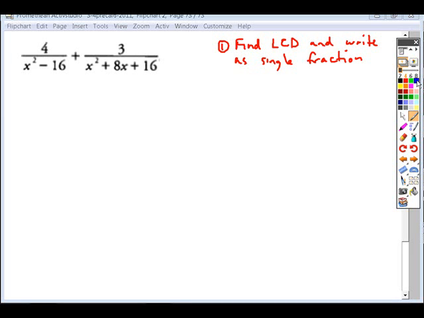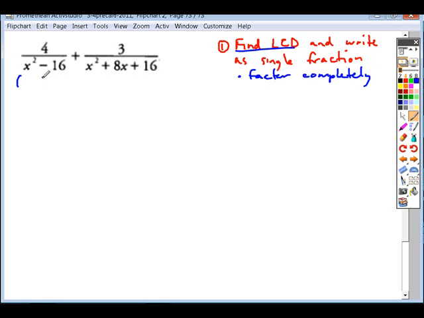Looking at this first step, notice I'm evolving these steps as we go through these different examples. The way that I explain it will combine finding the LCD and writing as a single fraction. There's something that's kind of implied within finding the LCD. In order to find the LCD, you need to know what the factors of the denominator are, so that has to be a part of this first step. You need to factor everything completely.